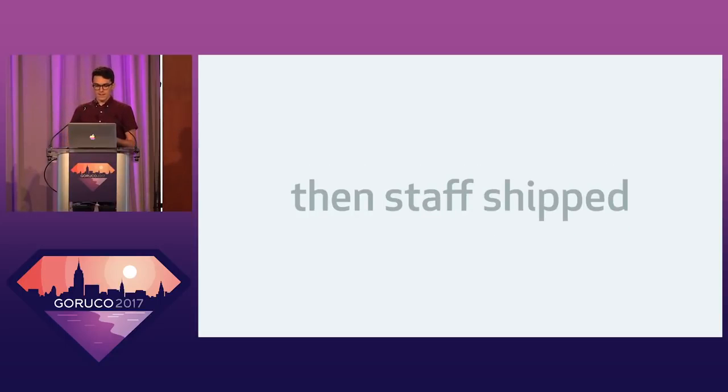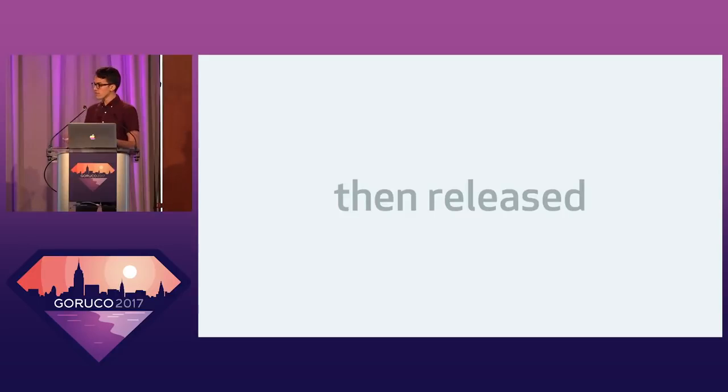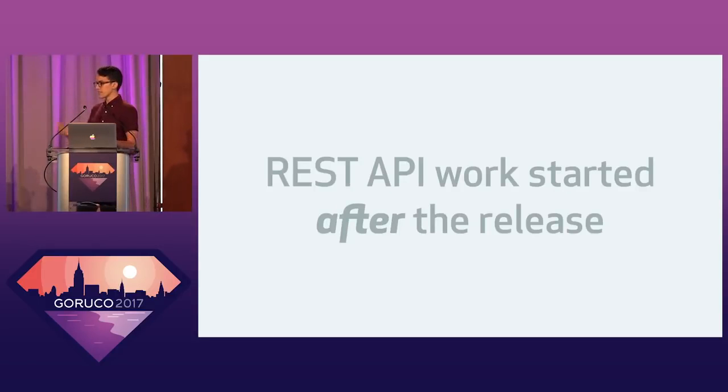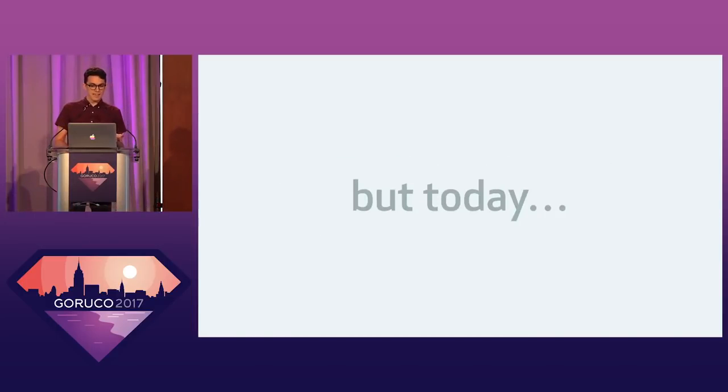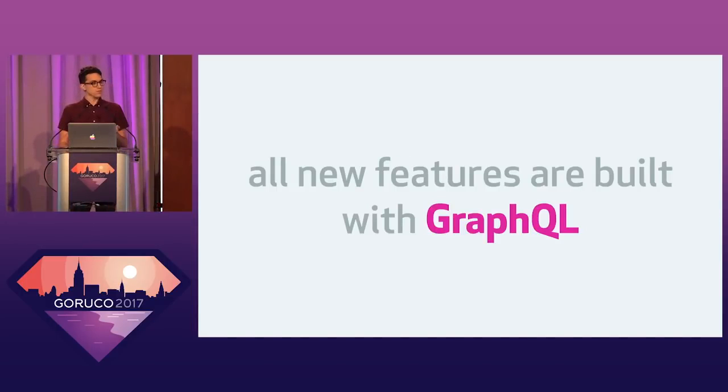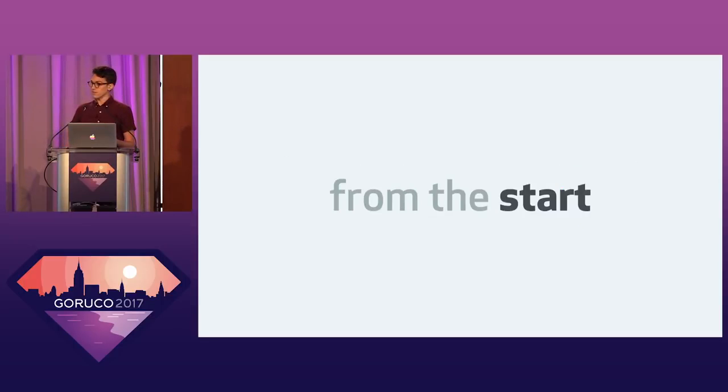Now, after that, we would staff ship it. Because we're GitHubbers using GitHub to build GitHub, we dogfood the application heavily. And so after we get feedback on all of the staff ship, we might make iterations on this feature, and then we release it to the world. And so it wasn't until after that release that work would start on the REST API. But today, all new features are built with GraphQL from the start.